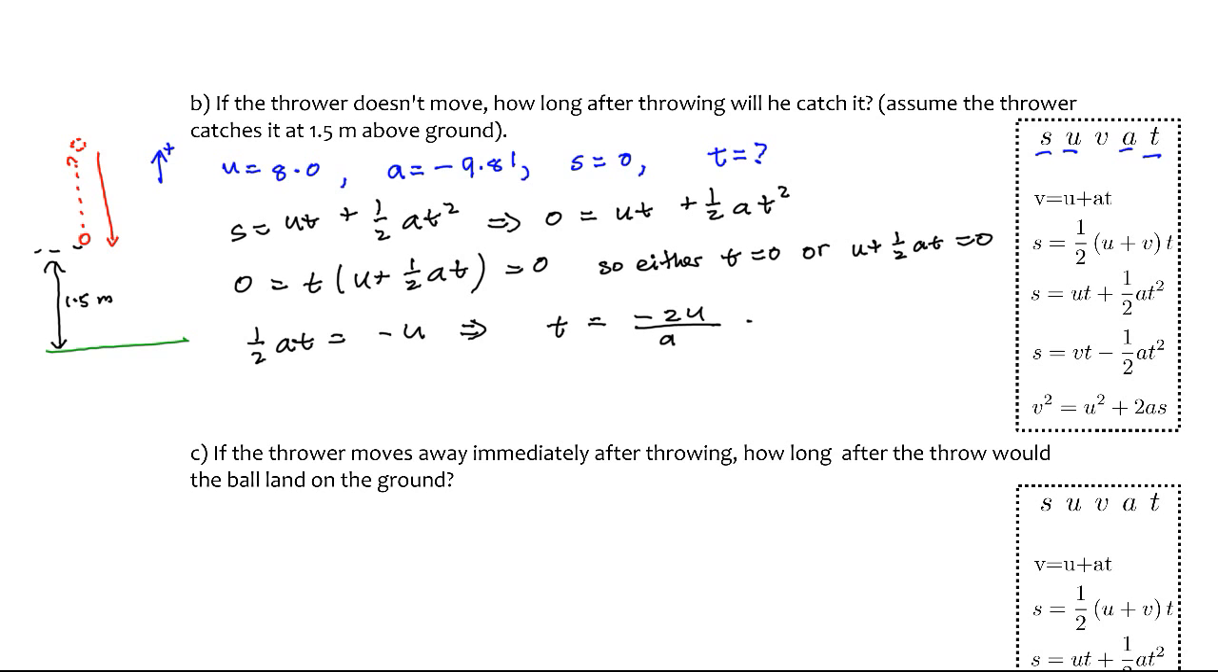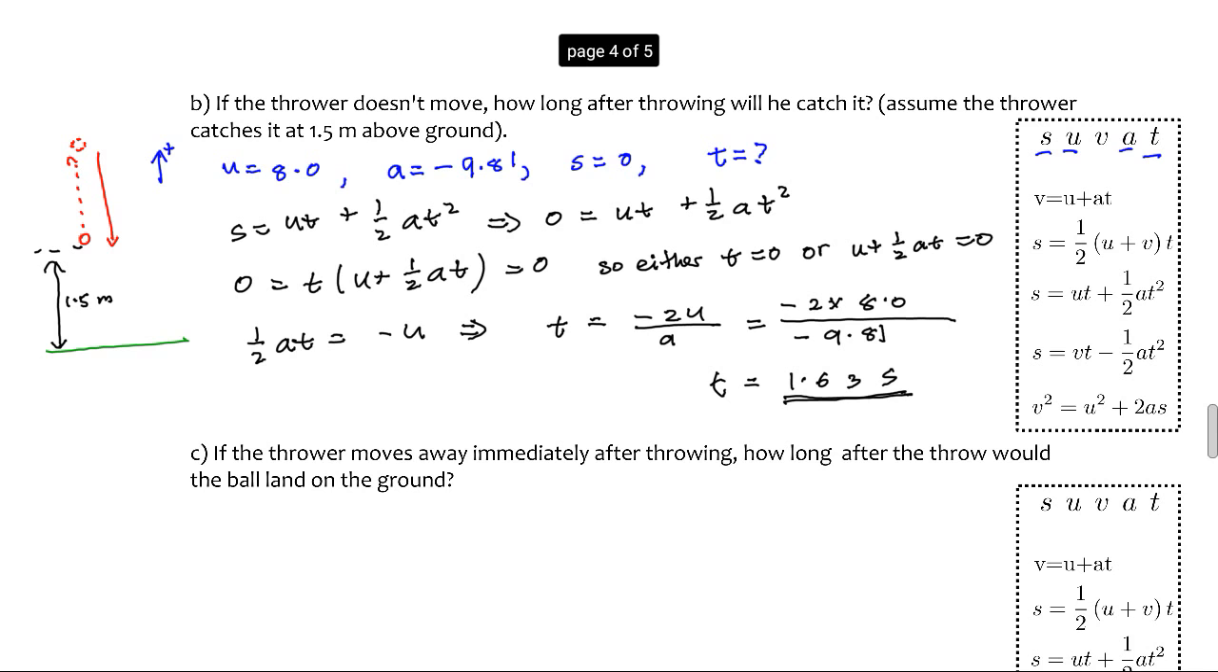So now I can substitute the values into the equation. So I get minus 2 times u, that was 8, divided by a, and remember a is minus 9.81. So what do I get when I do this? 2 times 8, that is 16. 16 divided by 9.81, I get a positive value of 1.63. So the time it takes is 1.63 seconds. For the ball to come back to the bowler, it takes 1.63 seconds.